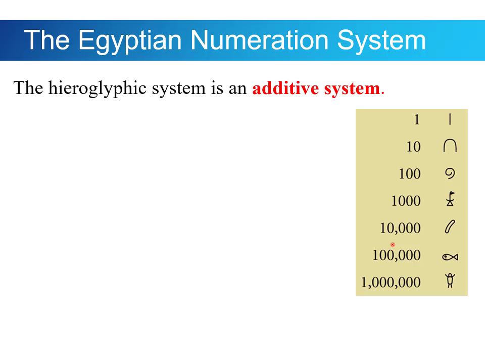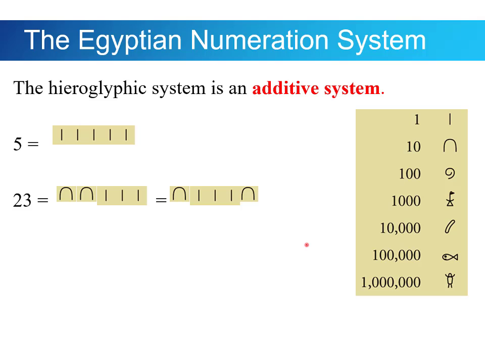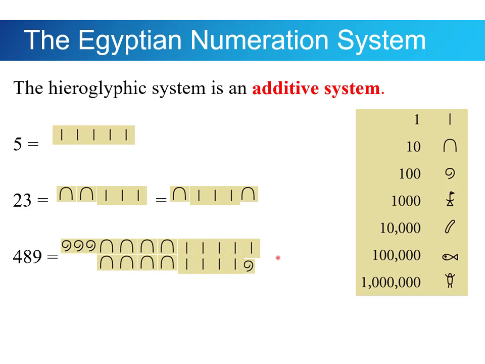And what the Egyptians did for this additive system is when they wanted to represent a quantity, they just put together as many symbols as they need. So 23, for instance, has 2 heel bones and 3 strokes. But it doesn't really matter where those heel bones go. As long as I have 2 heel bones somewhere, that's 20. So the system gets a little bit unwieldy as we go. 489, I just have to make sure I have 4 scrolls someplace, 8 heel bones, and 9 strokes.